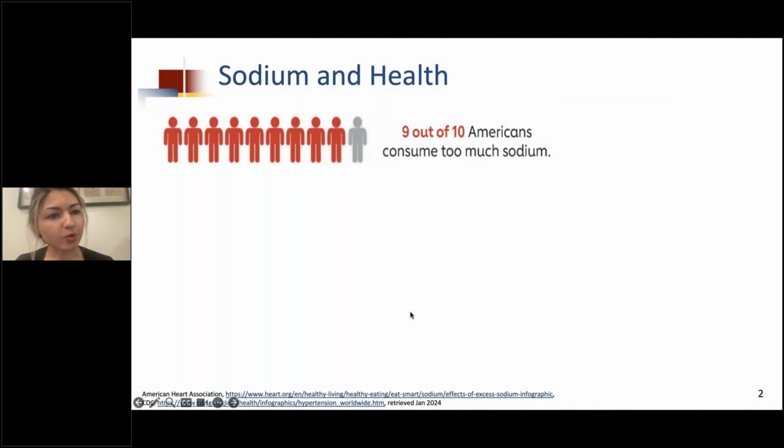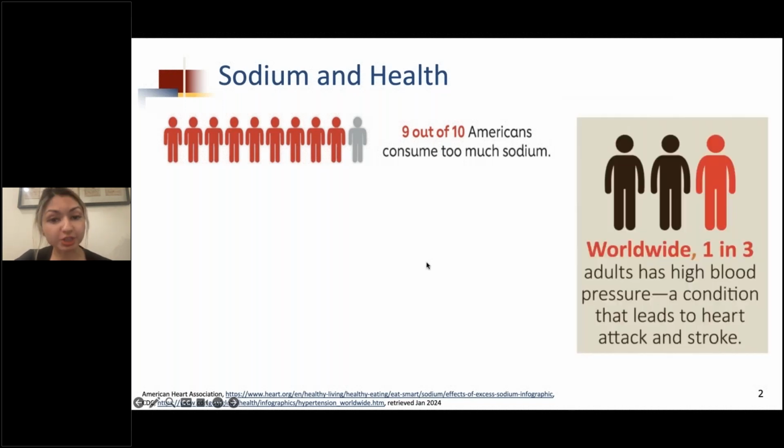I'm not going to belabor this point. We've seen this in previous slides. We know that nearly 9 out of 10 Americans consume sodium at levels which exceed the amounts recommended by the Dietary Guidelines for Americans. Therefore, reducing population level sodium intakes can help us also achieve reductions in blood pressure, which is an important preventative strategy to lower the risk of cardiovascular diseases, knowing that it's the leading cause of death in the United States.